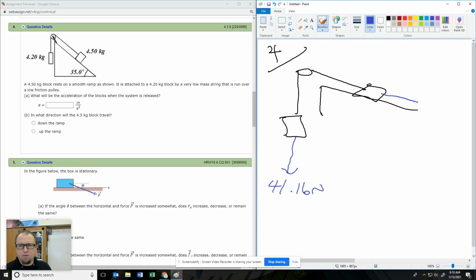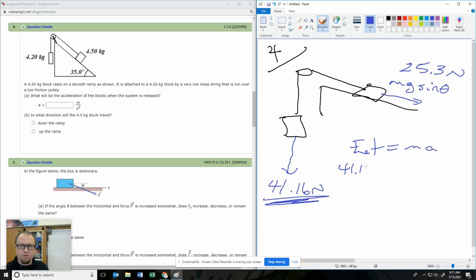Next up, this is mg sine of theta, pulling it down the ramp. So 4.5 times 9.8 times sine of 35. You get 25.3 newtons. Now visually, which way is it going to go? It's going to go this way. It's a larger force. So if I look at my system, F net equals ma. So my F net is 41.16 minus 25.3. How much mass is being accelerated? Both of them, 8.7. Solve for a. I'm not doing it.